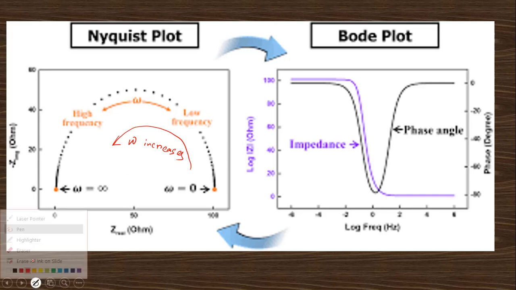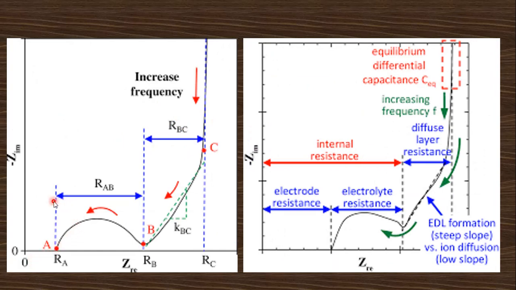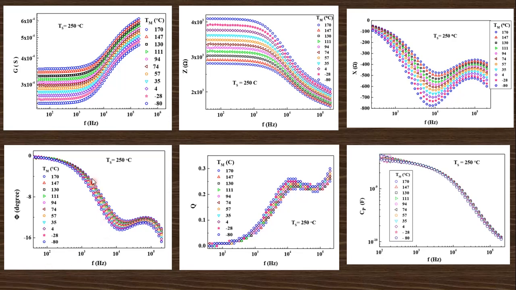So this is the Nyquist plot, and this is the Bode plot. Here this is the electrolytic resistance, double layer resistance, increasing frequency, equivalent differential capacitance, like that. This is the significance of the Nyquist plot written here. You can just know about this Nyquist plot. That means from this plot you can explain the nature of this material, right? And you can see there is a frequency variation with this conductance.